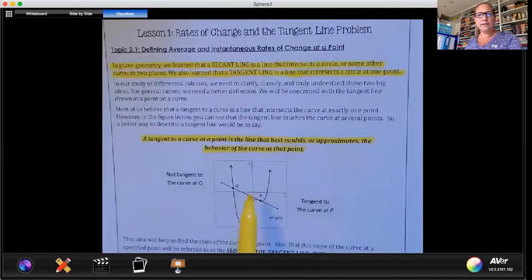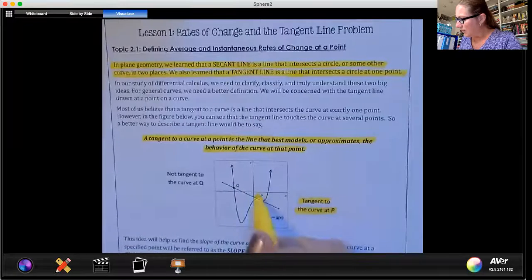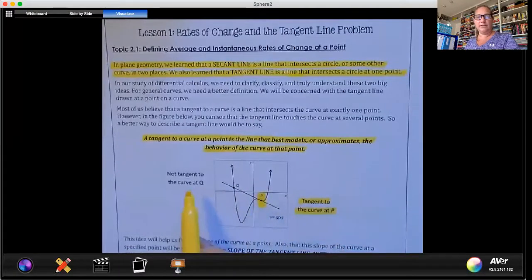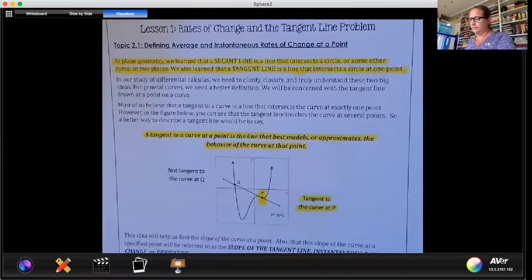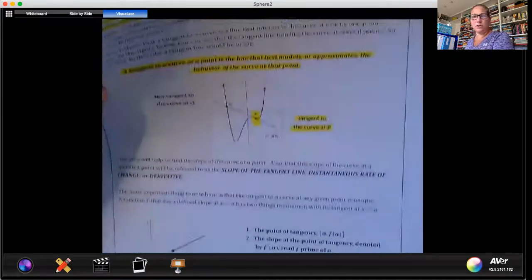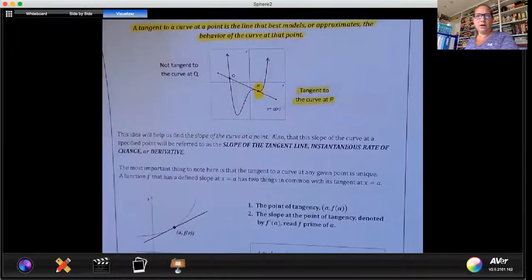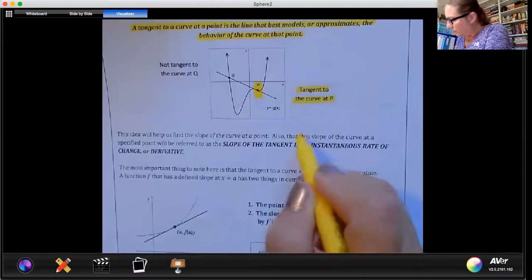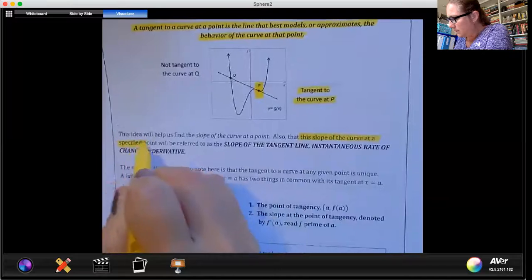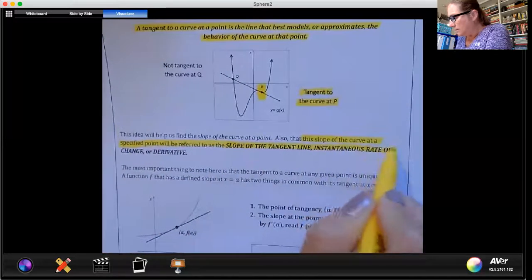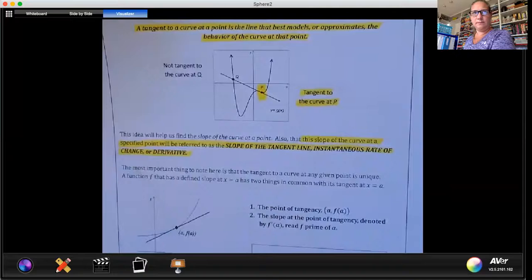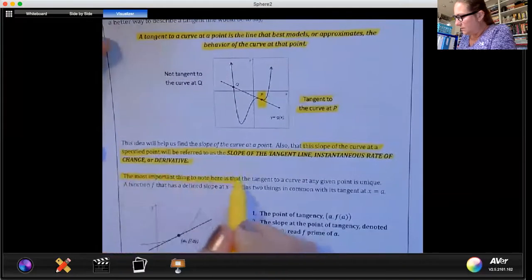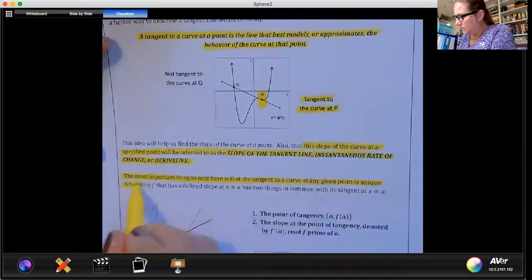So with the diagram that you see here, it is tangent to the curve at point P. It is not tangent to the curve at point Q. This idea will help us find the slope of the curve at a point. Also, the slope of the curve at a specified point will be referred to as the slope of the tangent line, instantaneous rate of change, or derivative. So that slope is going to be present in each of those parts. The most important thing to note here is that the tangent to a curve at any given point is unique.